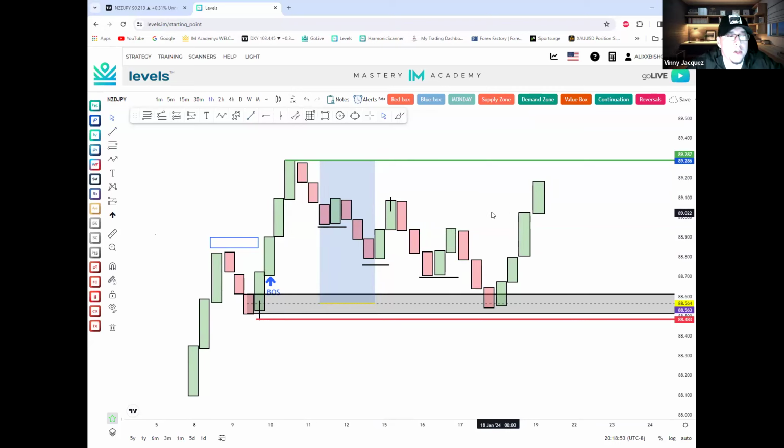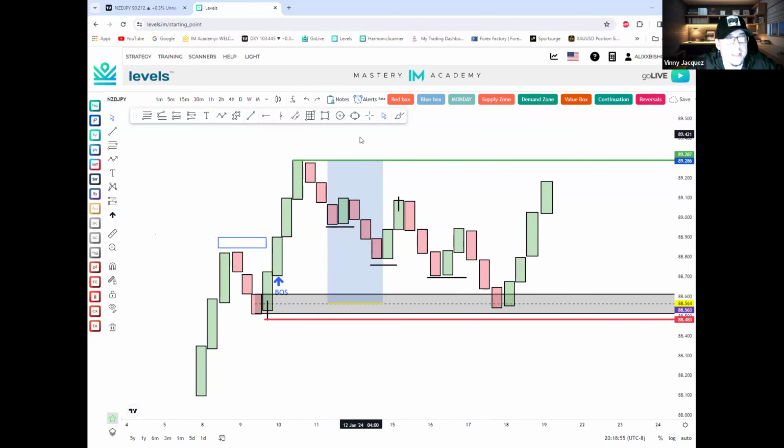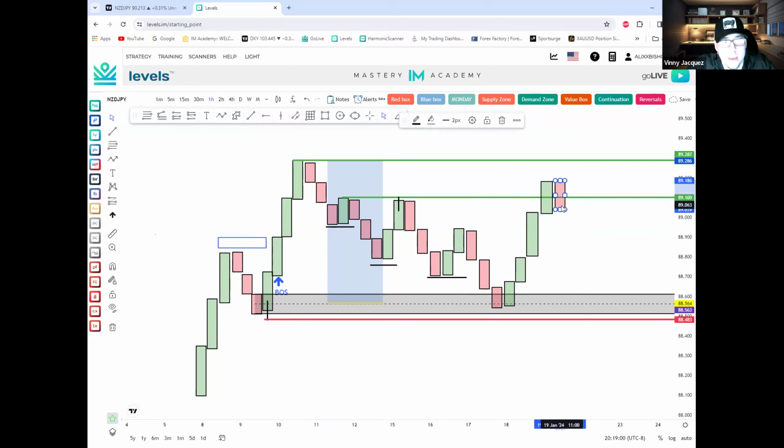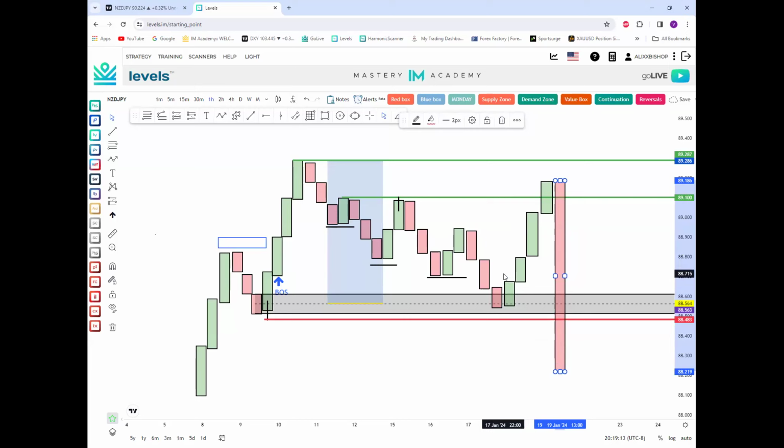Now, what if you hit both of those zones, guys, and you didn't partial out nothing? What if you hit those zones and you partial out absolutely $0 in your trading account? How would you feel, bro? Trust me, that happened.